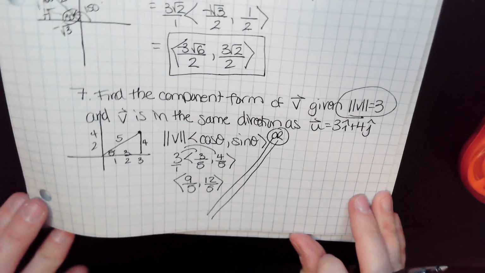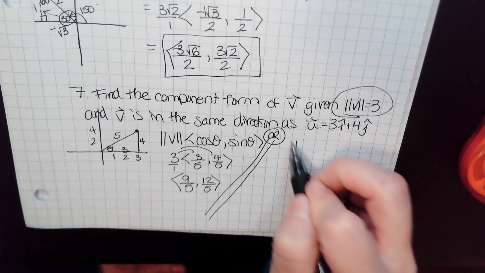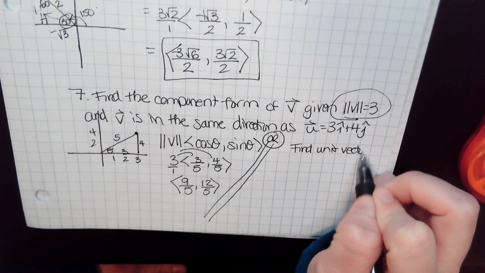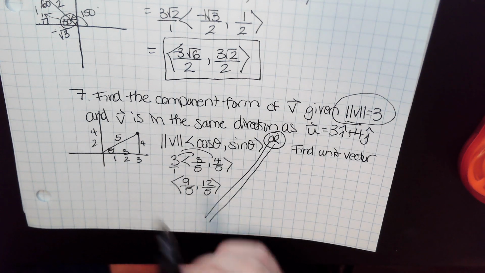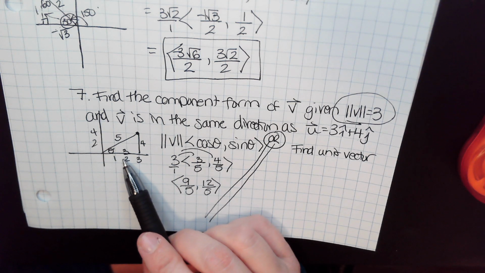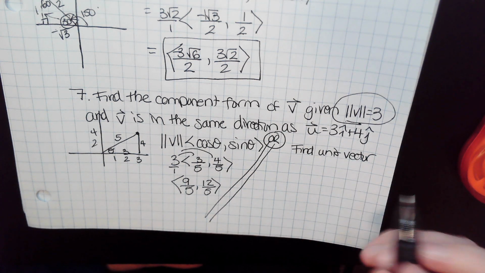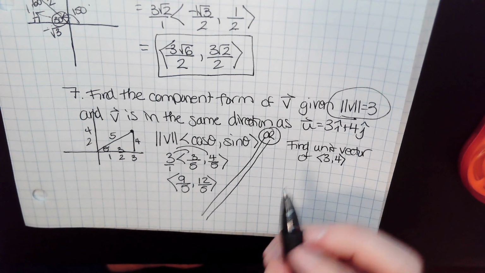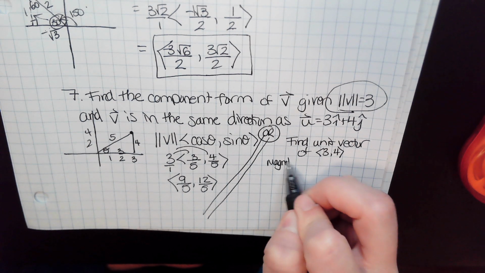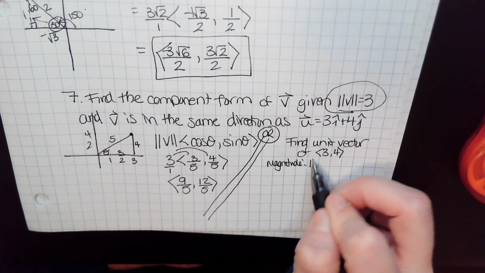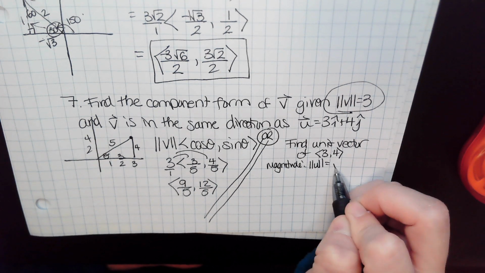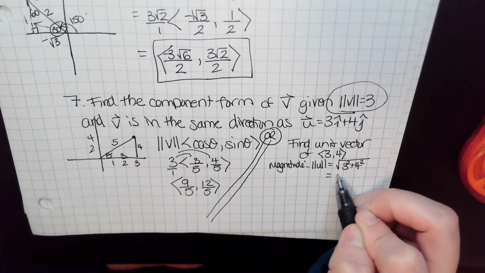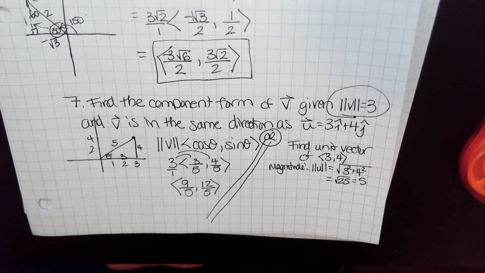I'm going to remind you of the other way we did it using the unit vector. So cosine theta, sine theta is your unit vector when you're using the angle, or in this case, we could just graph it out to find the cosine and sine of theta. But we could also find our unit vector of 3, 4. To do that, first you find the magnitude. Remember, our magnitude of vector u is the square root of a squared plus b squared. So that's 9 plus 16, or the square root of 25, which is 5.